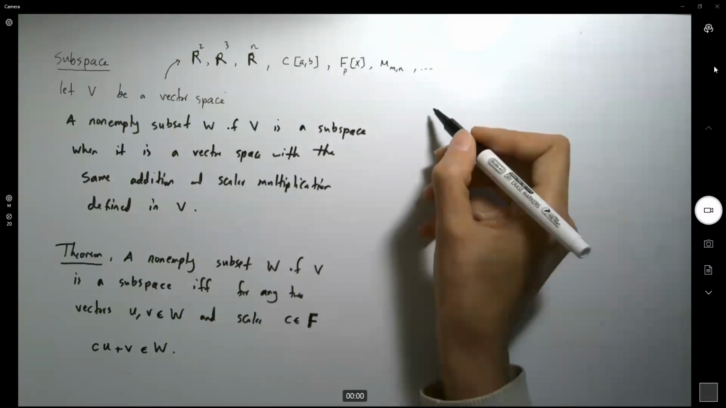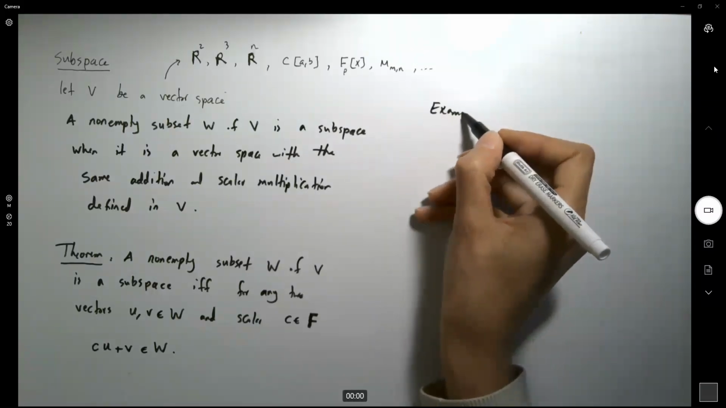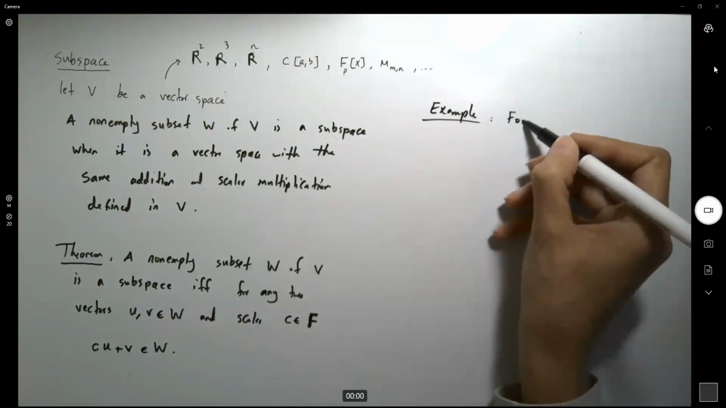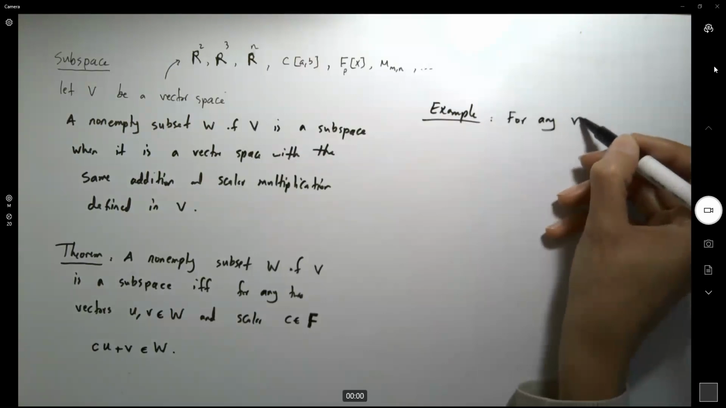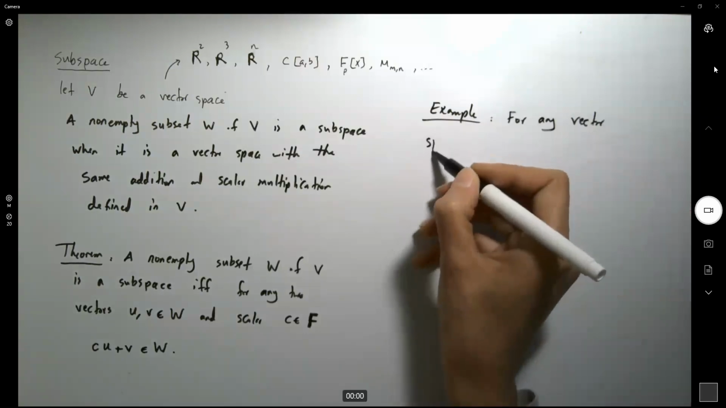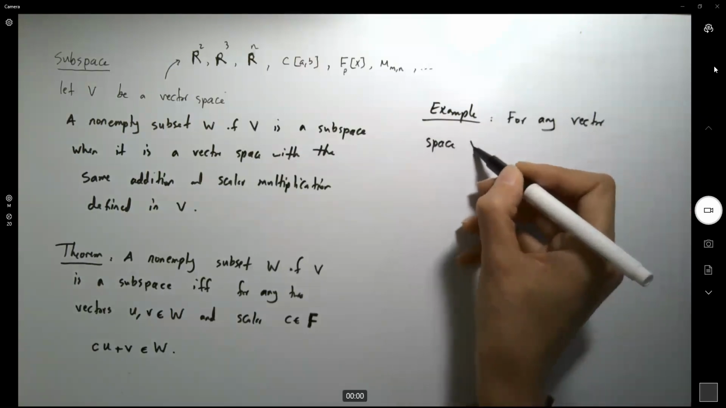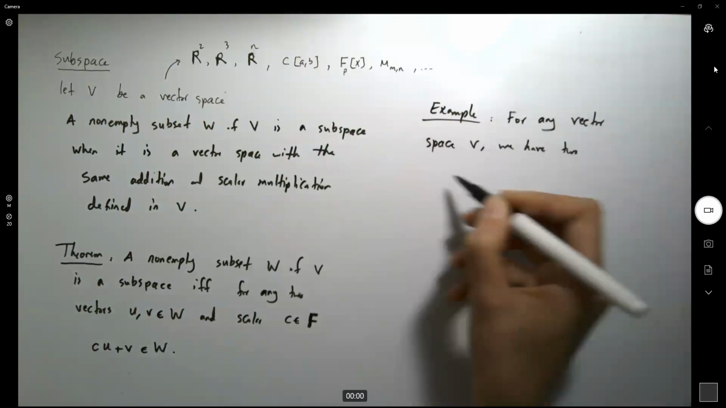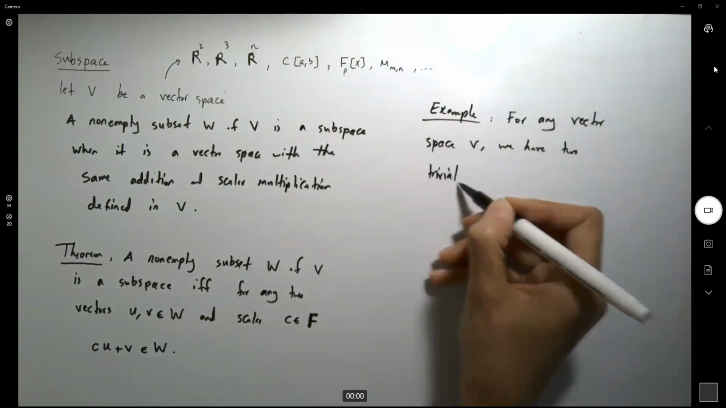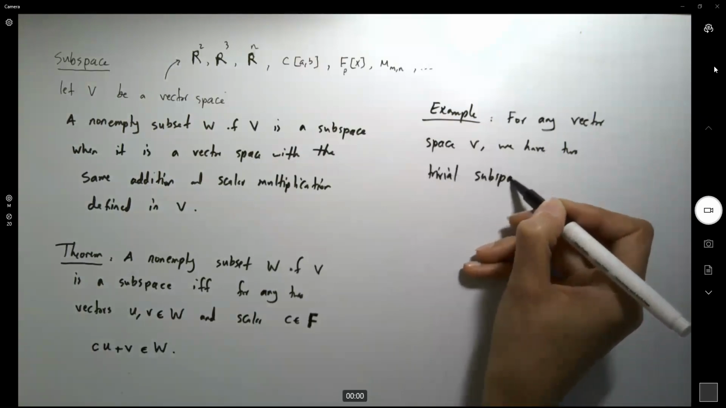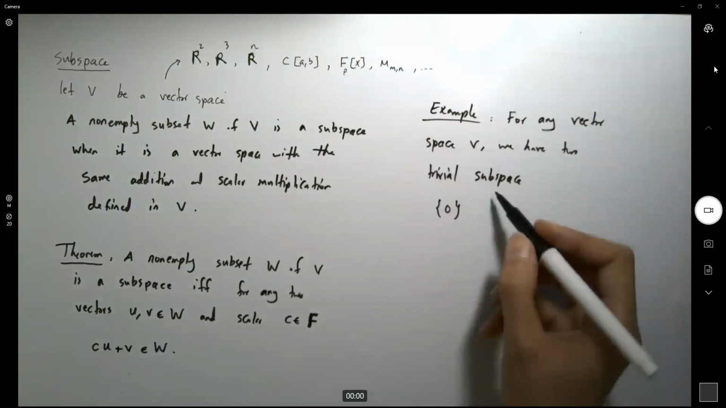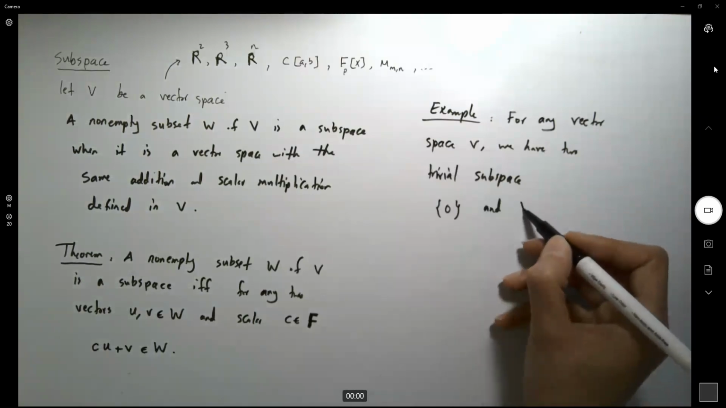Note that for every vector space like V, we have two trivial subspaces. One of them is the set including the zero vector, and also V itself.